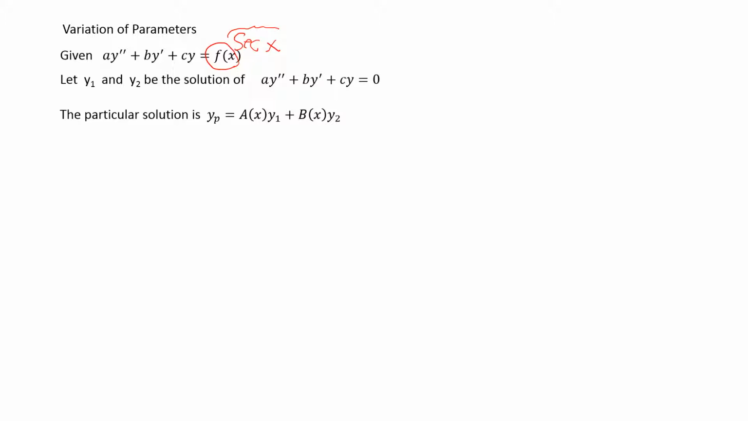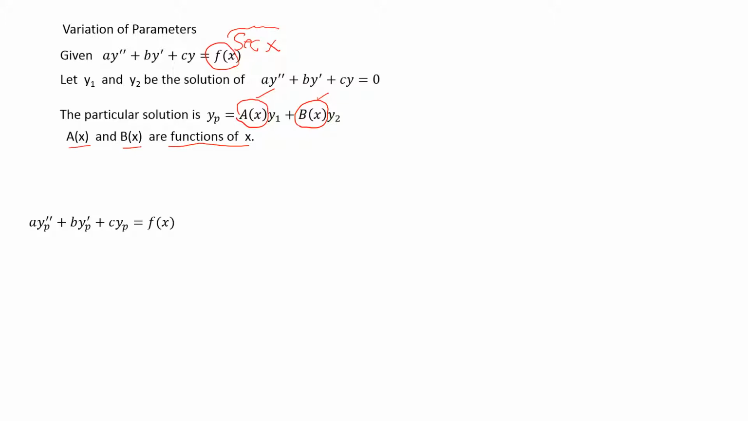Now, the difference here is that this a(x) and b(x) are not constants, but they are variable functions of x. So here, a(x) and b(x) are functions of x. So they are variable. That's why this topic is known as variation of parameters. We are now supposed to solve for these two, a(x) and b(x).